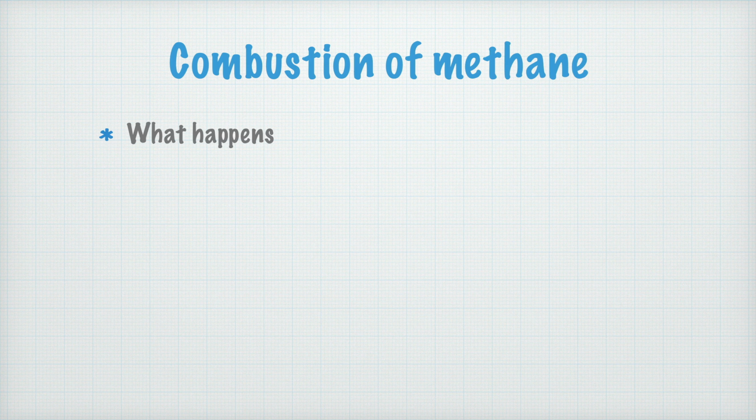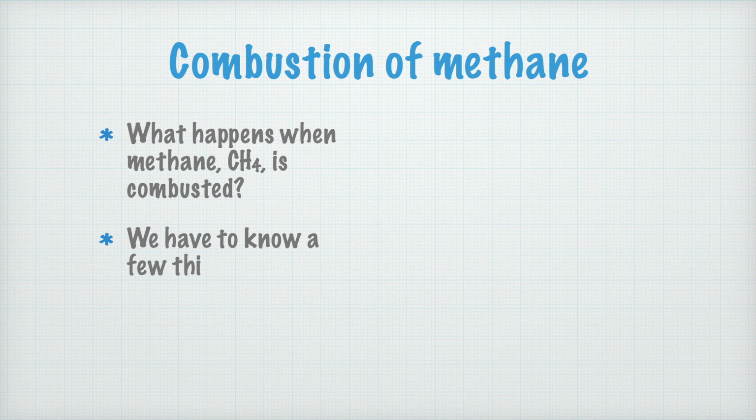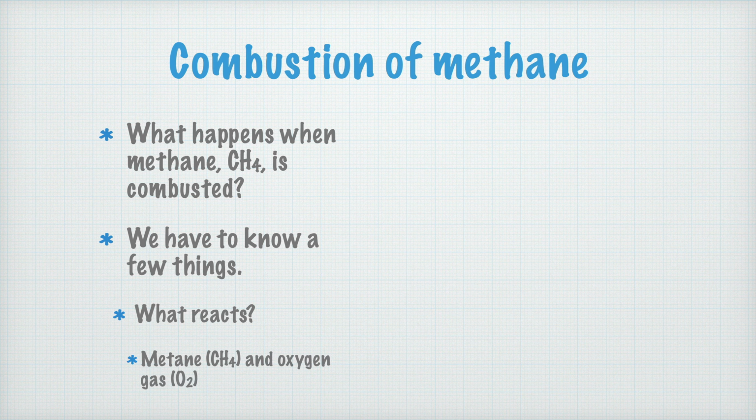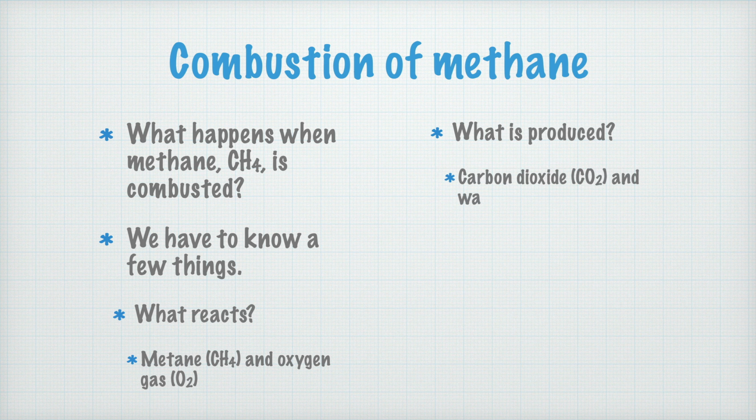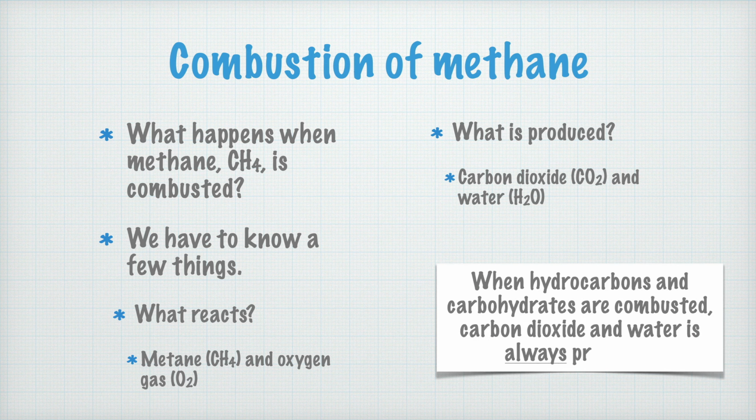We look at the combustion of methane, CH4, and what happens in that reaction. Before we can do any kind of calculation, we must consider a few things. What reacts and what forms. And then we'll have to write a chemical equation too. First off, what is it that reacts? Well, we have methane, CH4. And in a combustion reaction, it reacts with oxygen, O2. But what is formed? Well, when hydrocarbons, like methane, and carbohydrates, like sugar, are combusted, carbon dioxide and water always form. You write that down too.